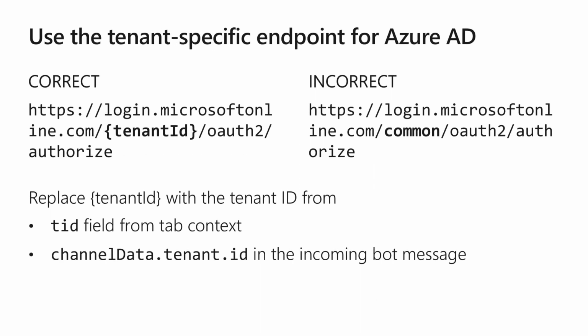For AAD-specific authentication, for the various types of users we can have within the Teams platform, make sure you use the tenant ID-specific login URL rather than the common URL. This tenant ID can be found either in the tab context, in the TID parameter, or in the channel-data.tenant.id section of a bot message.